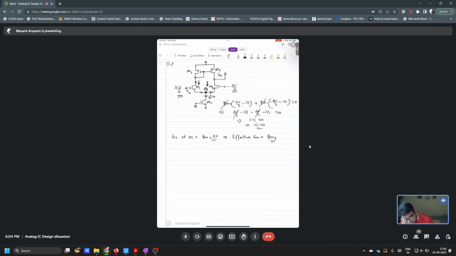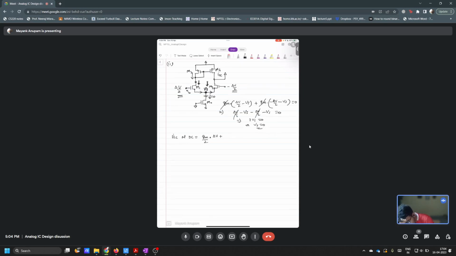Why did you say that it is GM delta V and not GM by 2 delta V? I mean, the current which is going to flow here will be GM by 2 delta V, isn't it? But sir, one component will also flow from into. Yeah, one component also current mirroring that. So it is not exactly GM1. It will be GM2 times delta V plus whatever is coming here, right?